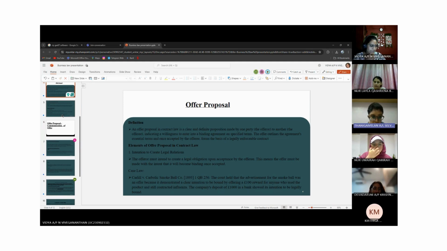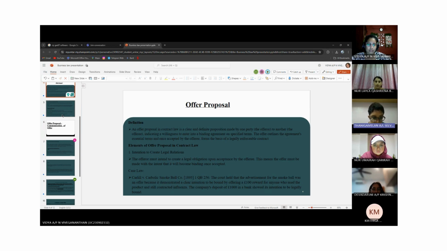Elements of offer proposal in contract law. First is intention to create legal relation. The offerer must intend to create a legal obligation upon acceptance by the offeree. This means the offer must be made with the intent that it will become binding once accepted.